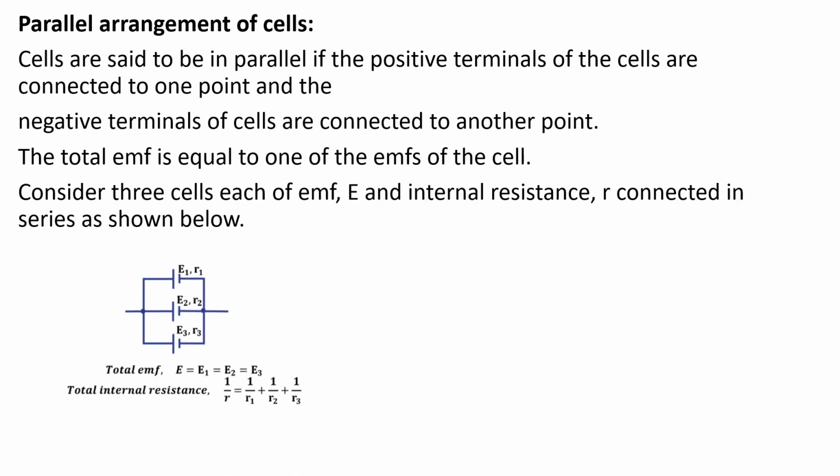We consider 3 cells of EMF E and internal resistance r. As you can see, they have the same voltage E, so E is equal to E1, is equal to E2, is equal to E3. Since they are in parallel, we use the knowledge of effective resistance for parallel connection, where 1 over effective internal resistance is equal to the sum of the reciprocals of the individual internal resistances.